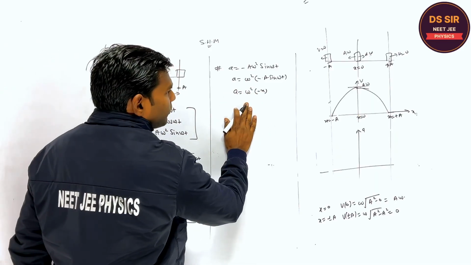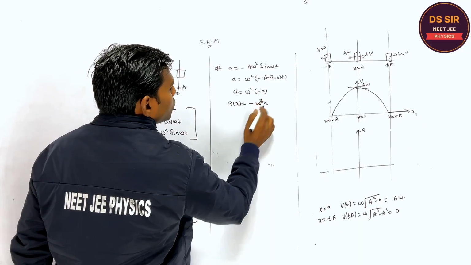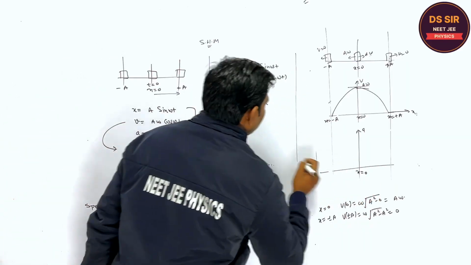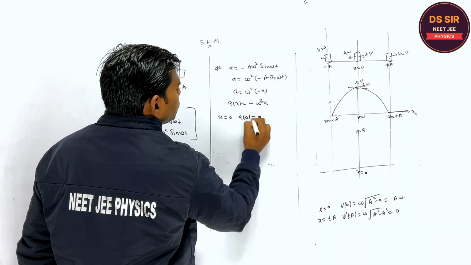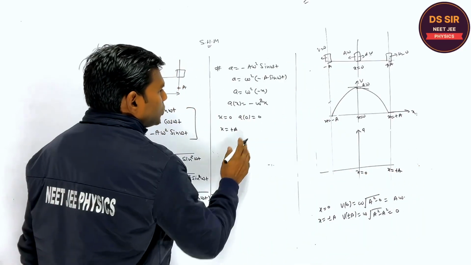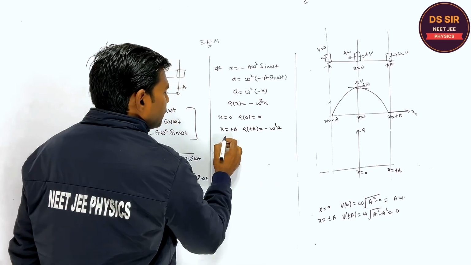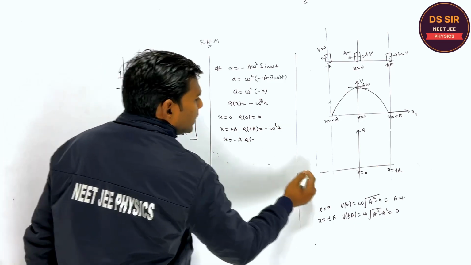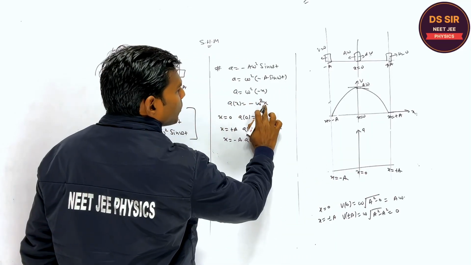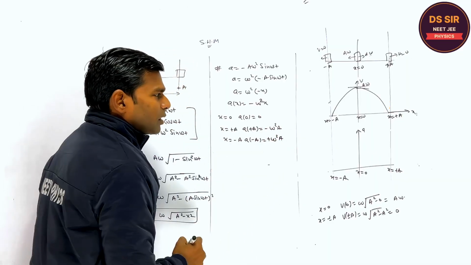So if you draw the graph, this is the acceleration as a function of x: minus omega square x. So you tell me, at x is equal to 0, that is at mean position, what is the acceleration? Say 0. At x is equal to plus a, that is at the extreme position, the acceleration is equal to minus omega square a. At x is equal to minus a, that is at the left extreme position, minus a gives minus times minus, it becomes plus a omega square, right?